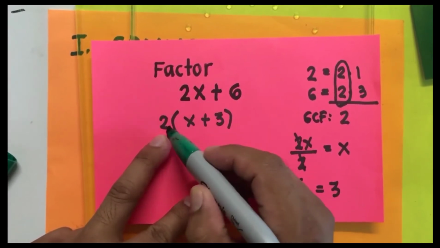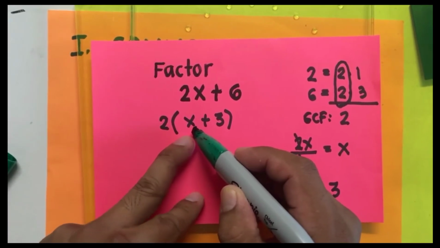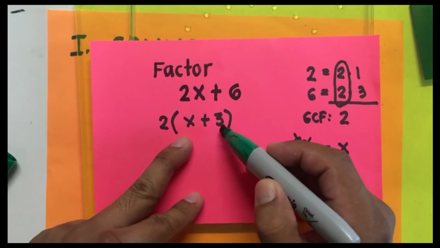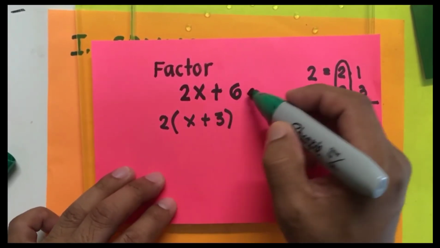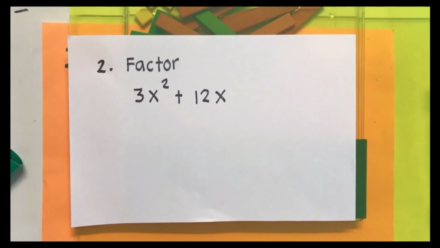And then 2x divided by 2, you get this first number inside the parenthesis, which is x. 6 divided by 2, you get the second, which is 3. And then 2 times the quantity x plus 3 is now the factored form of 2x plus 6. Let's have another example. Factor 3x squared plus 12x.